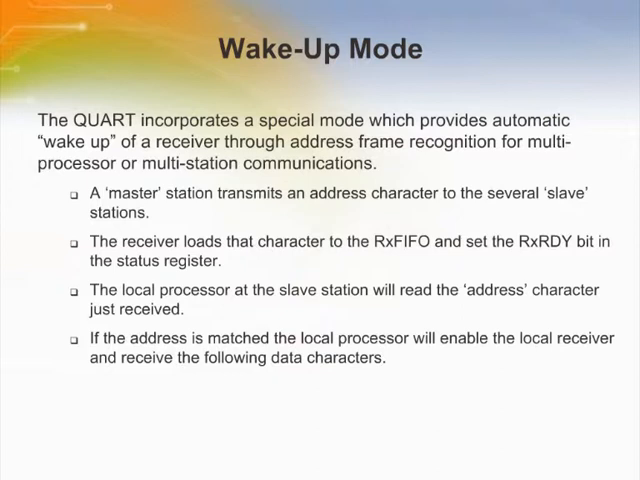The local processor at the slave station will read the address character just received. The local processor will test for an address match for this station, and if a match occurs, it will enable the local receiver and receive the following data characters.